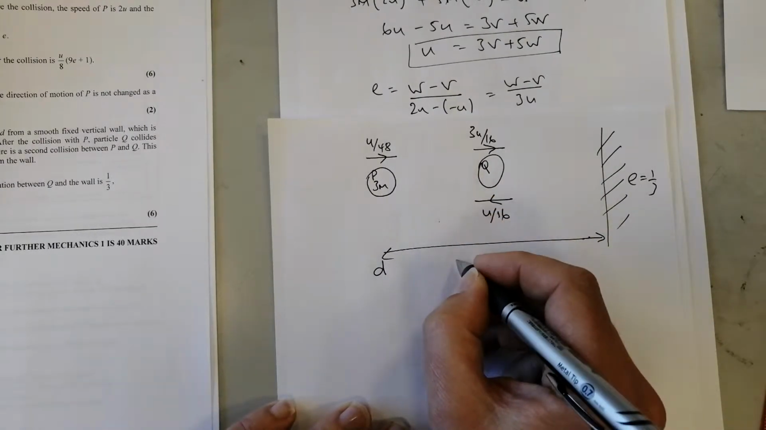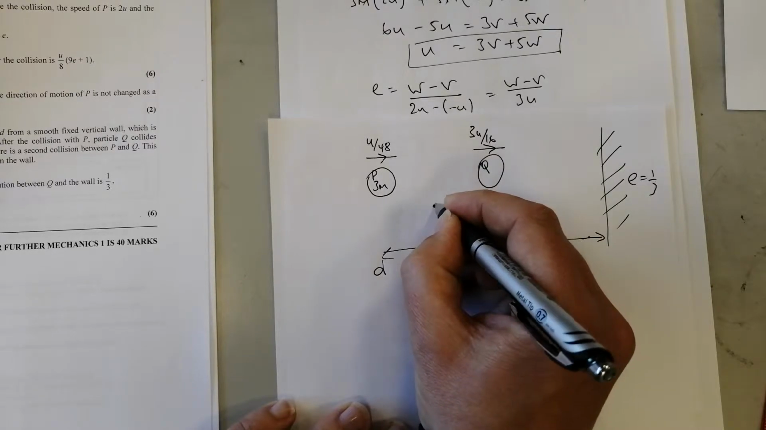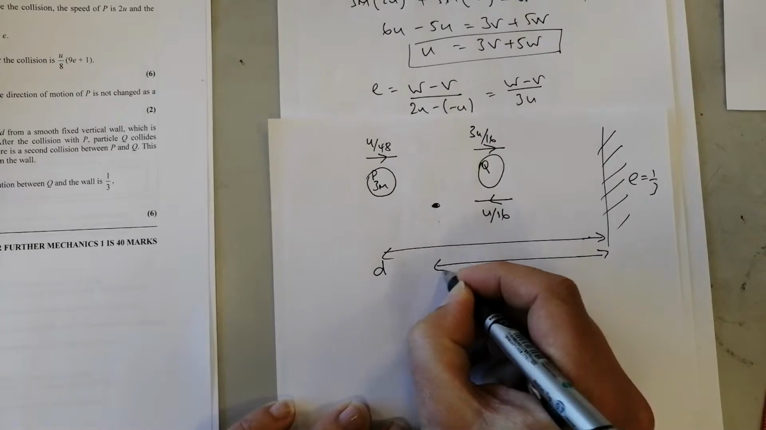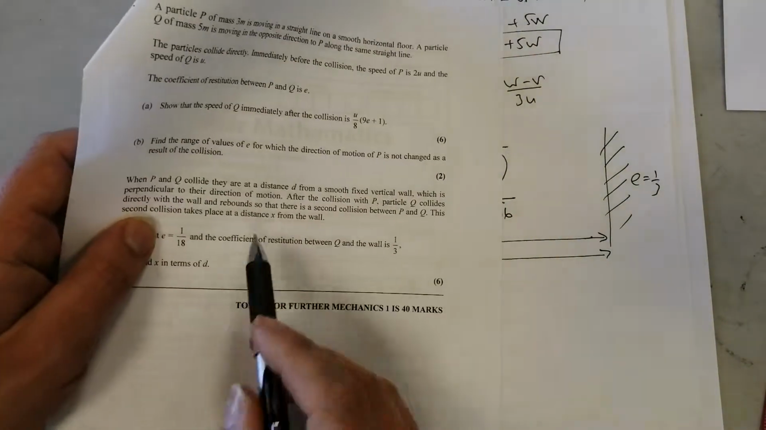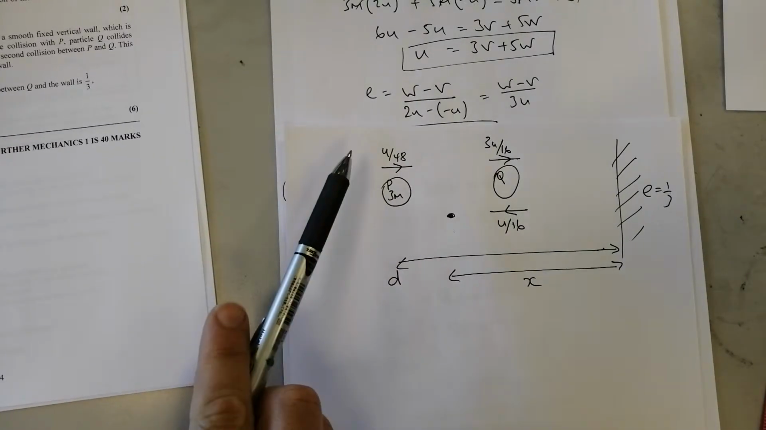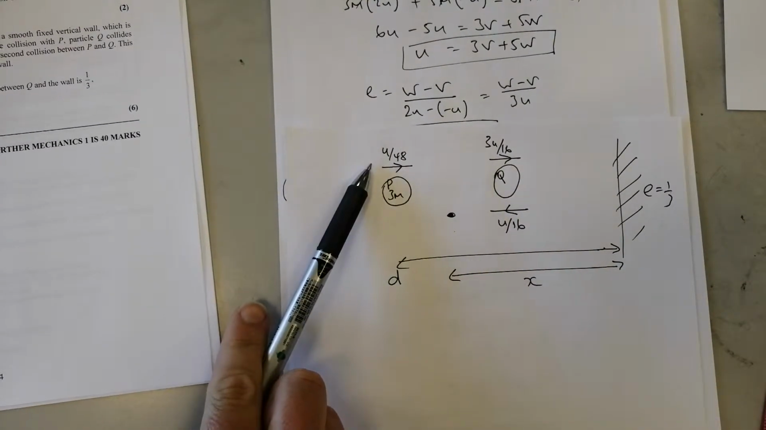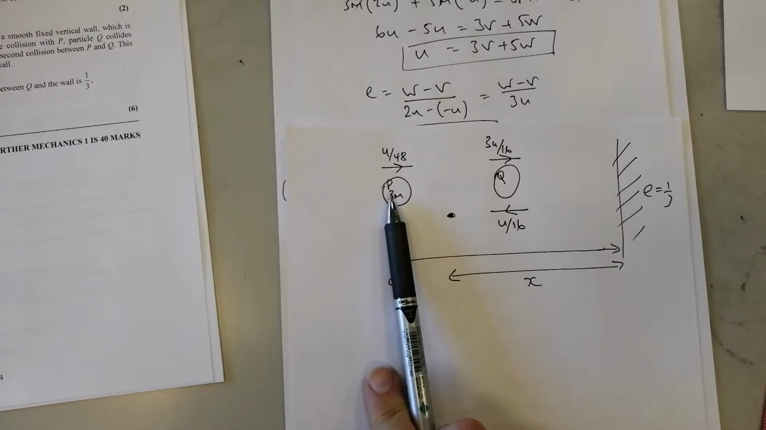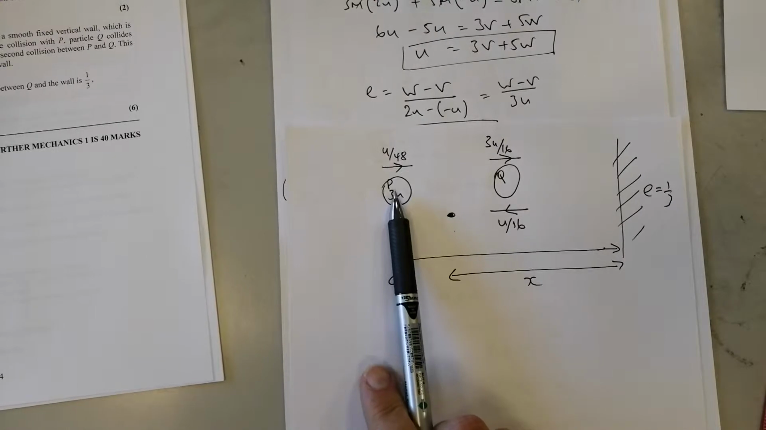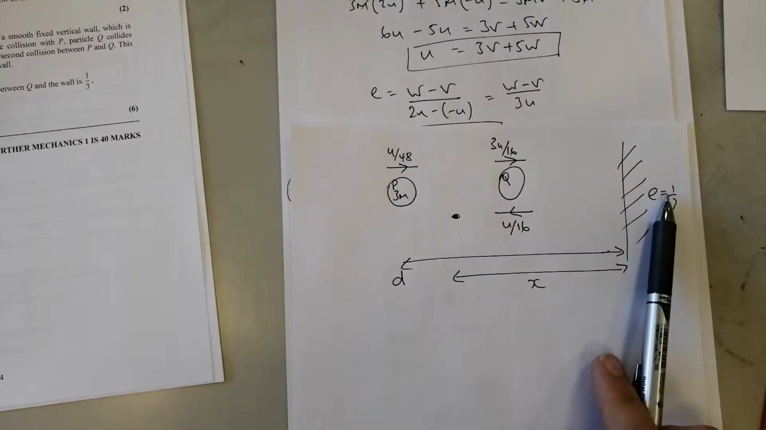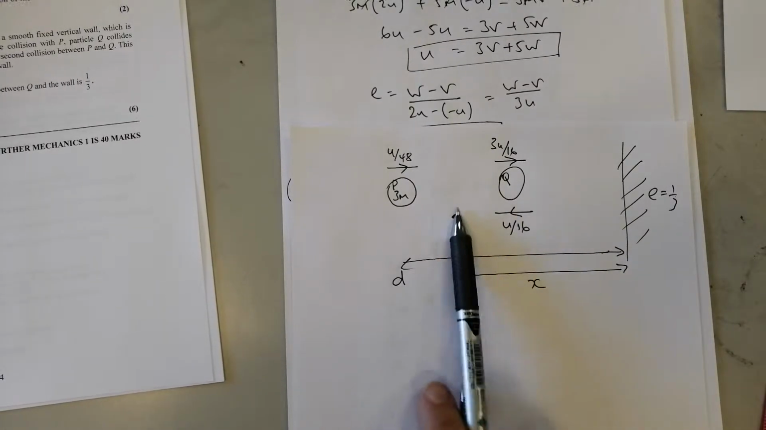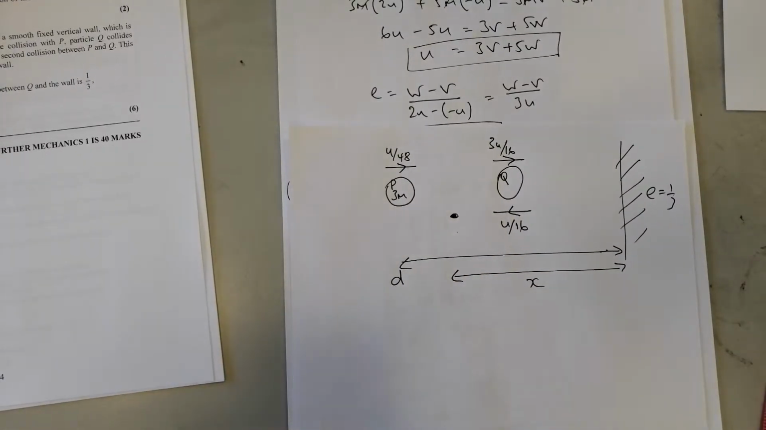Then they're going to crash into each other here somewhere. Bang! And the distance where they crash into each other is x from the wall. So that's the speed of P after the collision, and that's the speed of Q after the collision. They're both going that way. Q is going to be banged off the wall, and it's then going to have that speed, and then they're going to bang into each other again here-ish.